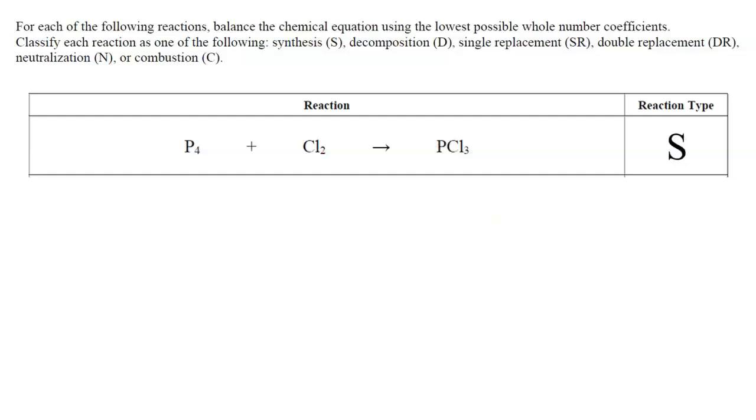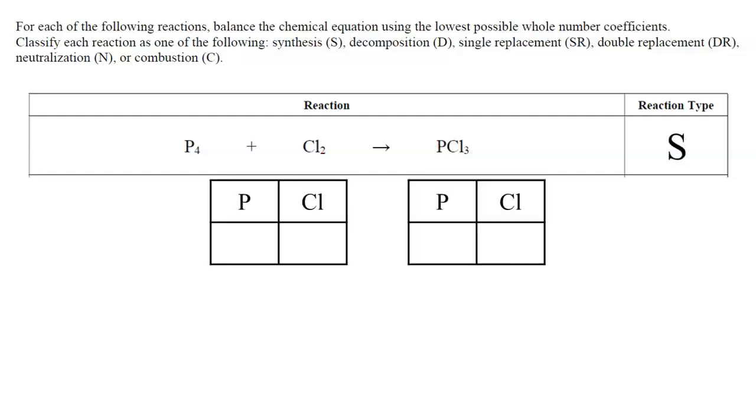It only involves 2 elements, phosphorus and chlorine. On the left, I see 4 phosphorus atoms and 2 chlorine atoms. And on the right, I see 1 phosphorus atom and 3 chlorine atoms. I'm going to begin by balancing the phosphorus. If I have 4 phosphorus atoms on the left, I'm going to put a coefficient of 4 in front of that PCl₃ formula so I can get 4 phosphorus atoms on the right.